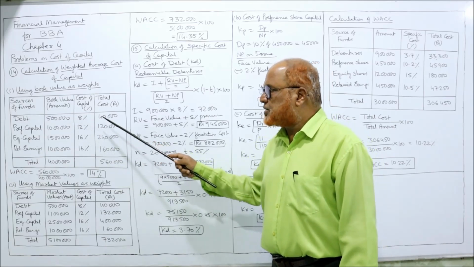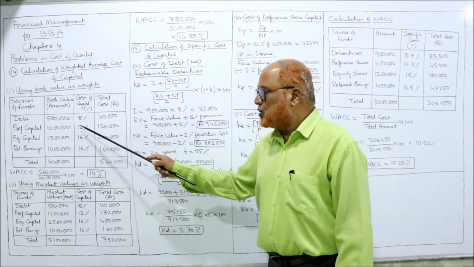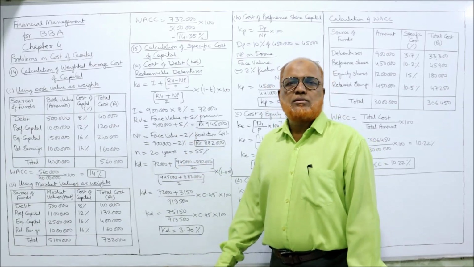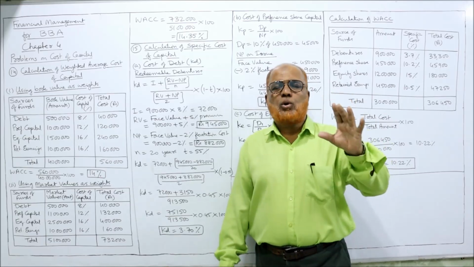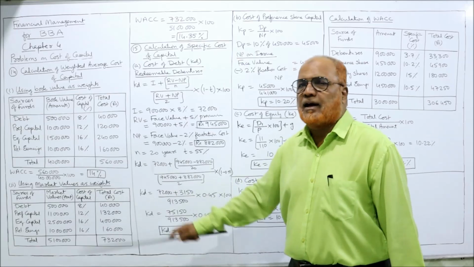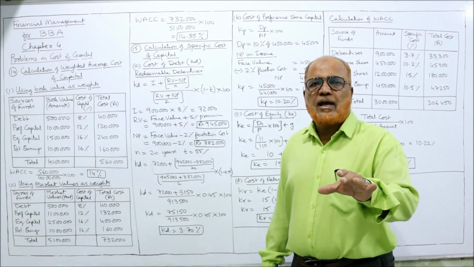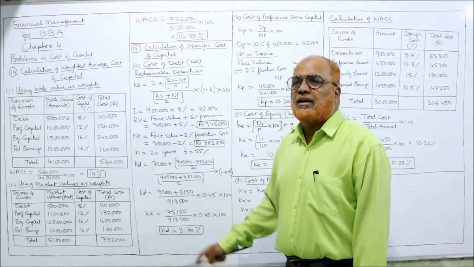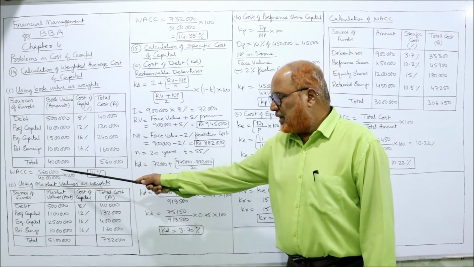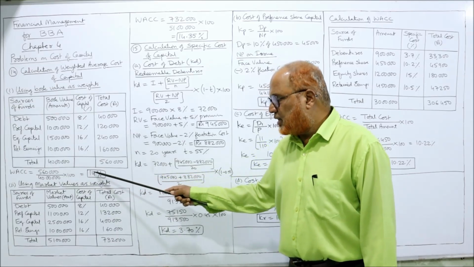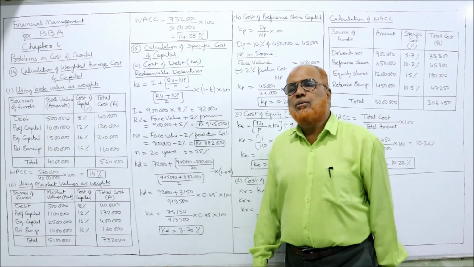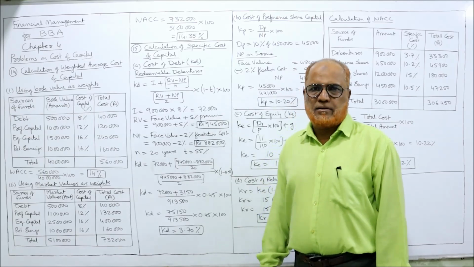5 lakh into 8%, 40,000. 10 lakh into 12%, 1 lakh 20,000. Take the total, 5 lakh 60,000. 5 lakh 60,000 is the total cost, whereas the total book value is 40 lakh. So on 40 lakh rupees, the company is paying 5 lakh 60,000. So what is the percentage? WACC: 5 lakh 60,000 divided by 40 lakh into 100, 14%. That is the WACC using book value as weights.